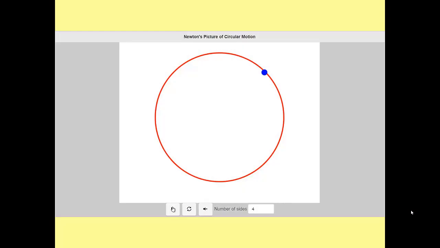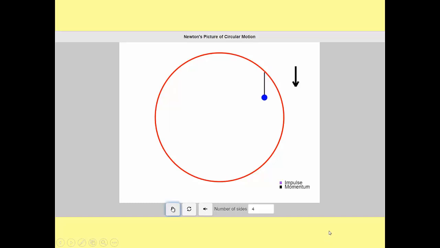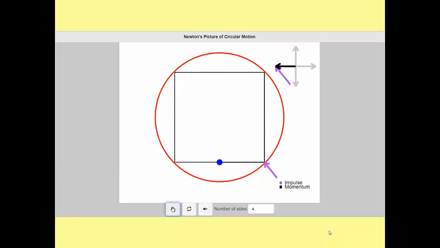Well, let's think about how Newton saw this. A little simulation I picked up shows how Newton thought of circular motion. Okay? So, watch this little ball go here. And every time it hits the wall, it gets a force put on it. That's that purple arrow, right? It's a force put on it. Now, right now, it's moving in a square, right?